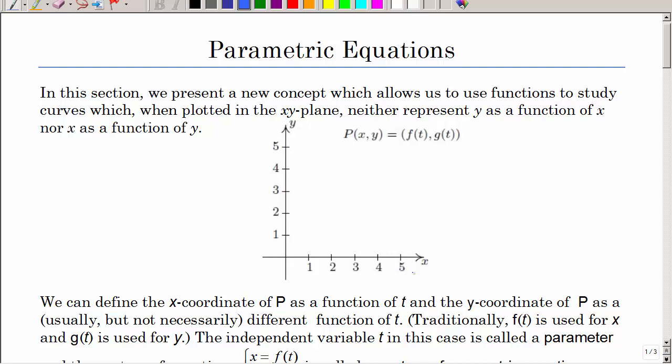In this section, we present a new concept which allows us to use functions to study curves which, plotted in an xy plane, neither represent y as a function of x nor x as a function of y.